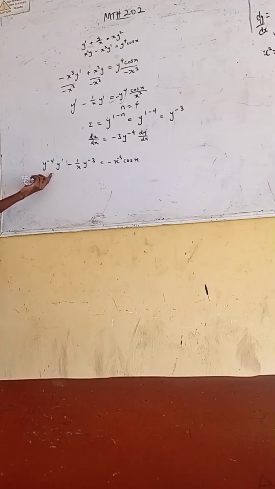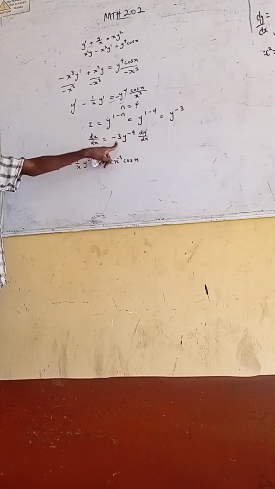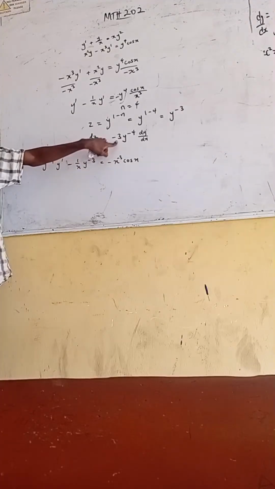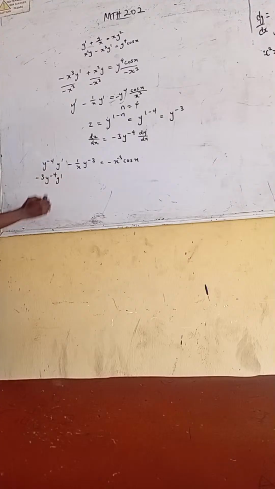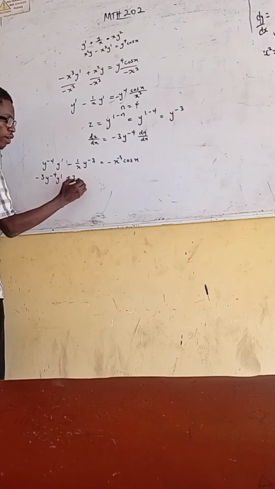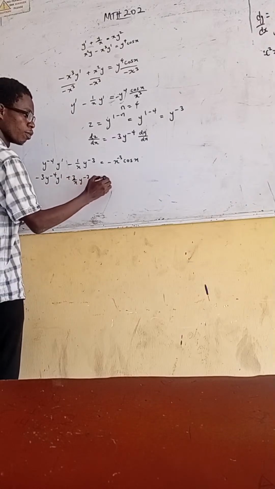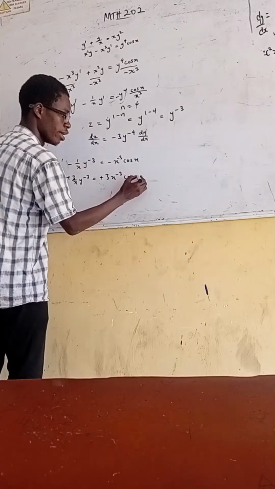Now looking at this, you can see this y to the minus 4 y prime. The only thing that is missing is minus 3. Do you get what I'm saying now? So we multiply everything through by minus 3. So we're going to have minus 3 y to the minus 4 y prime plus 3 over x y to the minus 3 equals plus 3 x to the minus 3 cos x.